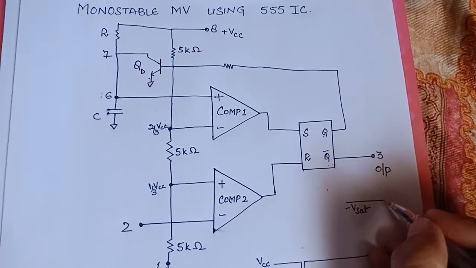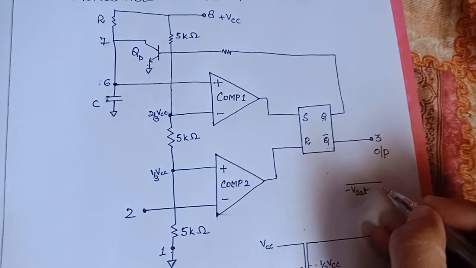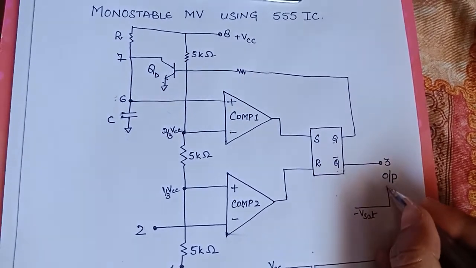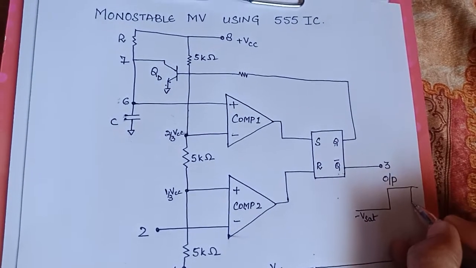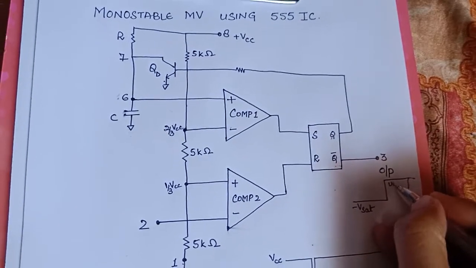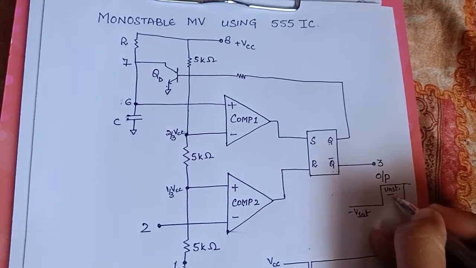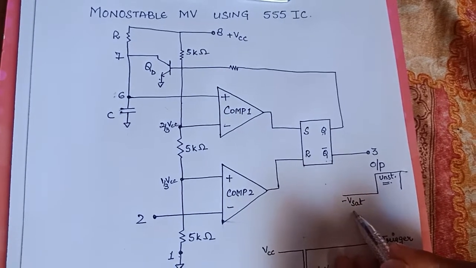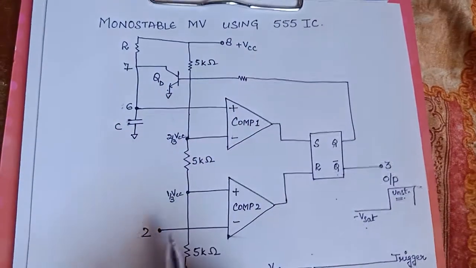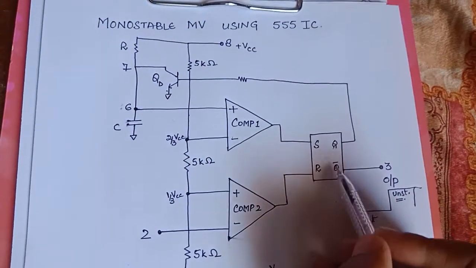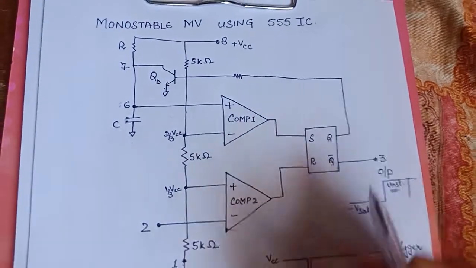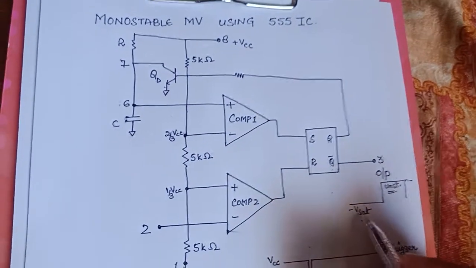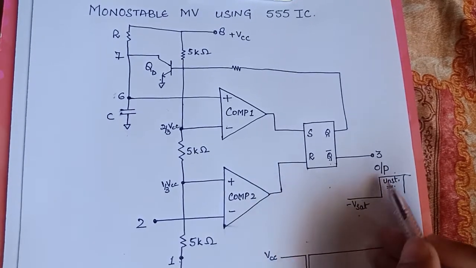Now it becomes unstable when an external trigger is applied, which will move the output from minus V sat to plus V sat. This plus V sat is your unstable state, or quasi-stable state, and minus V sat is your stable state. So we apply an external trigger that will switch your circuit from the stable state to the unstable state, from minus V sat to plus V sat.